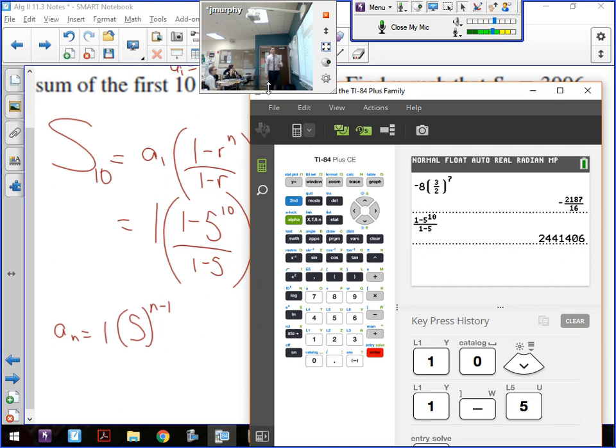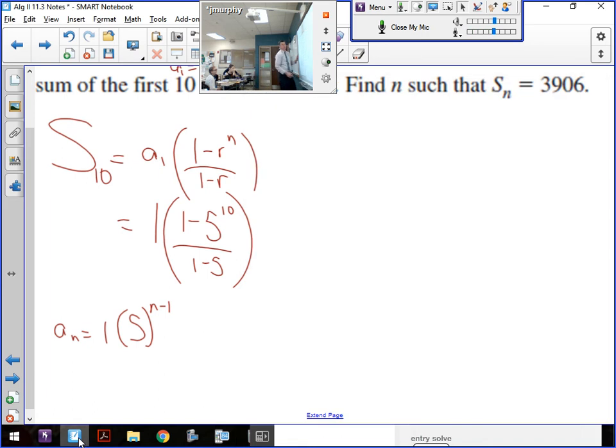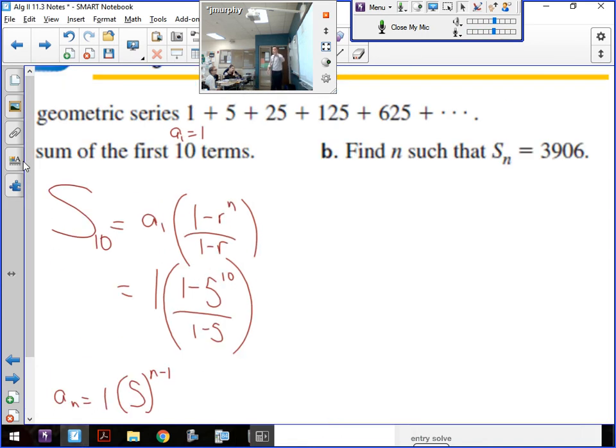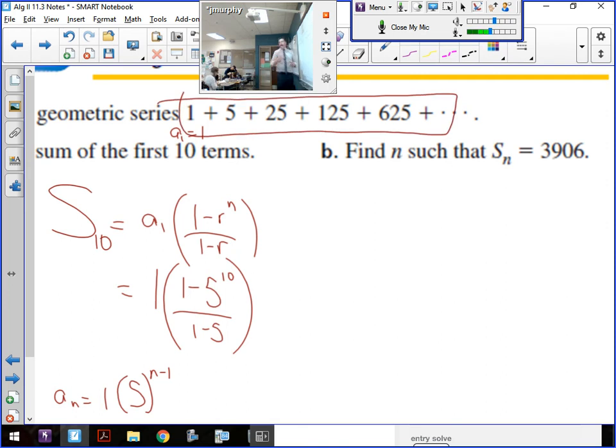Okay. The weird one comes with the second part. Just like we did the other day, when it says find n such that S sub n equals 3906, this means how many numbers in this sequence do I have to add up together to make it equal 3906? How many times do I have to add 1, 5, 25, 125, 625, whatever's next? How many of those in that sequence would I have to add together to get it to equal 3906?